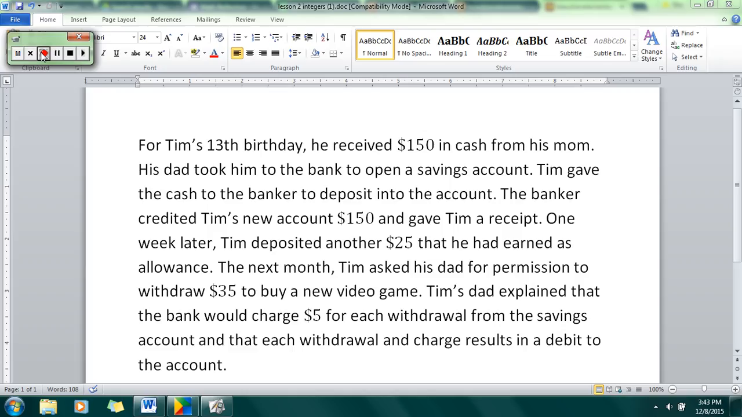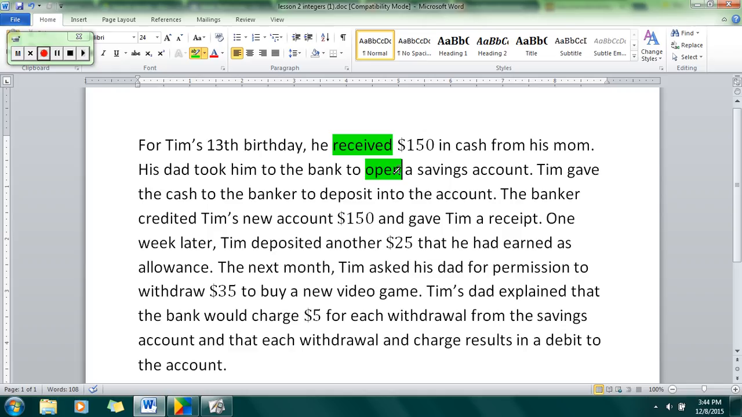For Tim's 13th birthday, he received $150 in cash from his mom. The key word in this sentence is received, because it's something I'm getting. So this is going to mean a positive integer. His dad took him to the bank to open a savings account. Some students in class talked about how open could mean a positive. I'd accept it, but it doesn't really represent an actual integer in the story.